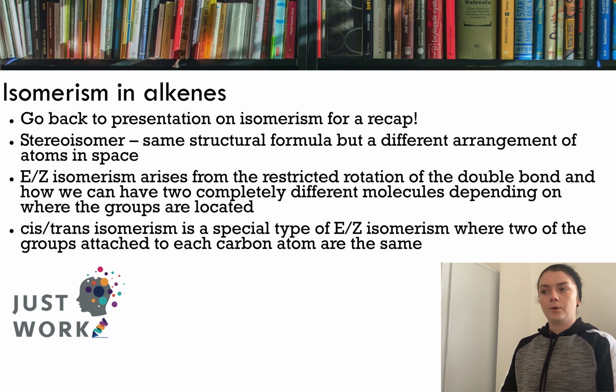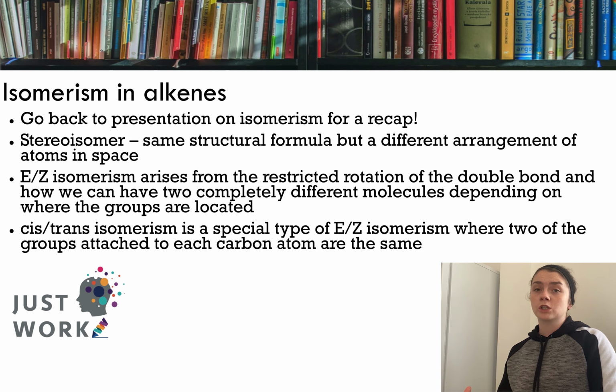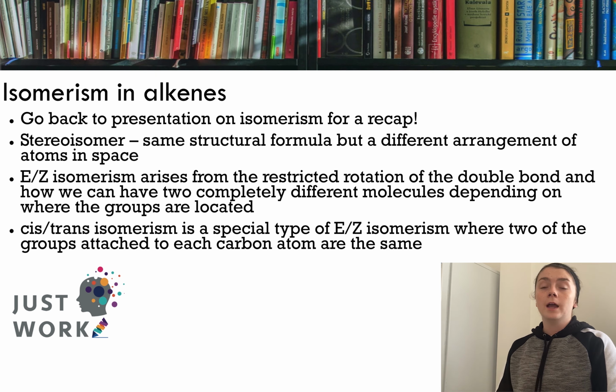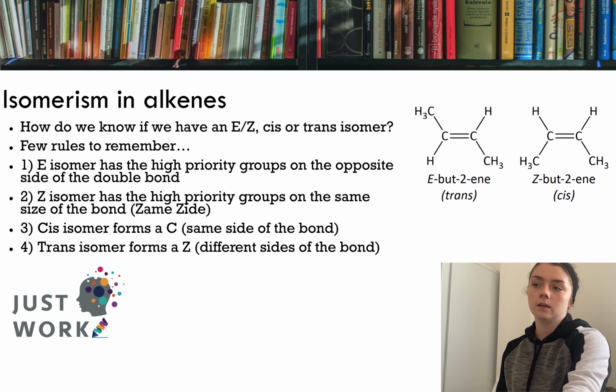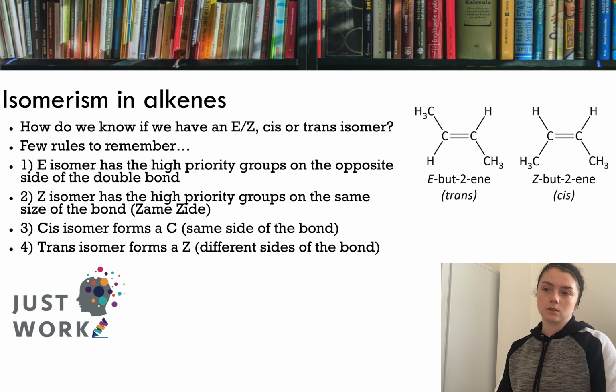Isomerism we looked at a couple of videos back, and a stereoisomer is the same structural formula but a different arrangement of atoms in space, and we spoke about EZ isomerism and cis-trans isomerism. Now I would go back and watch that whole video, but what we need to be able to do is identify which isomer is which in the alkene. So how do we know if it's EZ or cis-trans?